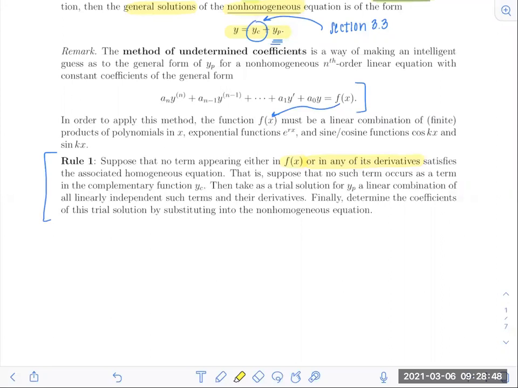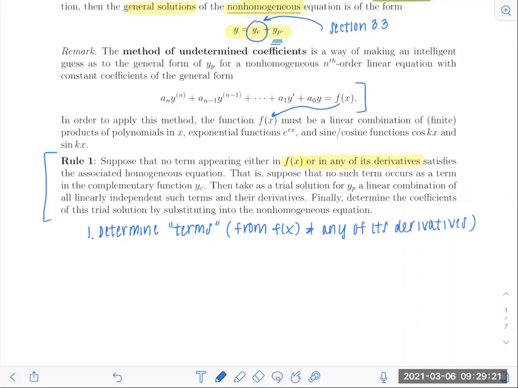All right, so essentially what we're doing is the following. We are going to first determine the appropriate "terms". I'm using that in a specific sense. I'm not just saying any terms in the world, but those terms that come from f of x and any of its derivatives. So make a list of all of those terms.